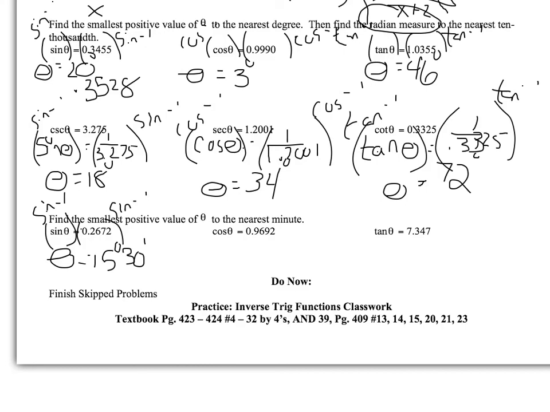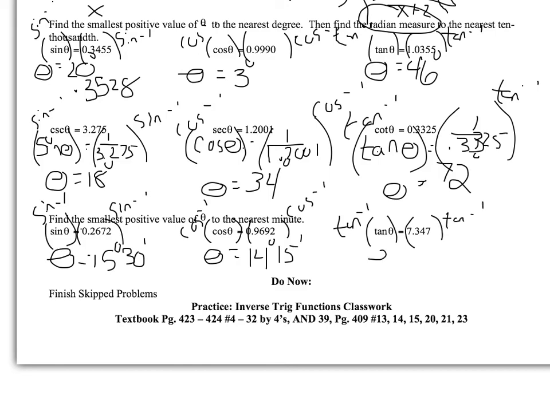For cosine, you do inverse cos. You'll end up getting theta equals 14 degrees, 15 minutes. Again, make sure you use your DMS button. Second apps, number 4. And the last one, let's do inverse tan. And you'll get theta equals 82 degrees and 15 minutes. So just finish up the ones I did not finish, and we will go talk about the rest tomorrow in class.